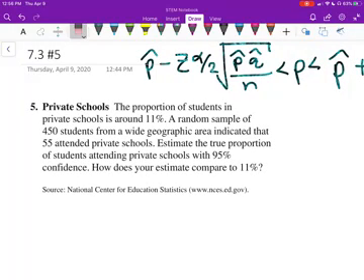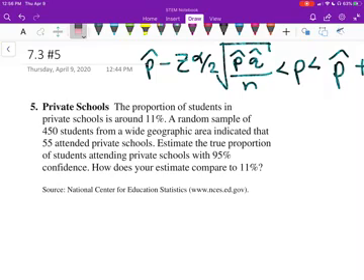From section 7.3, this is number 5. It says the proportion of students in private schools is around 11%. A random sample of 450 students from a wide geographic area indicated that 55 attended private schools. Estimate the true proportion of students attending private schools with 95% confidence. How does your estimate compare to 11%?